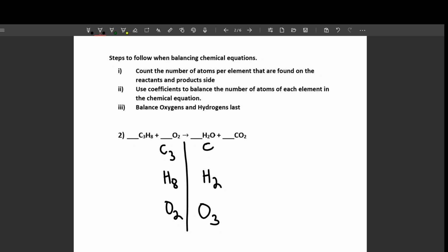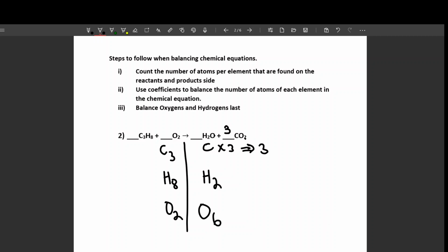Okay, so let's balance this. So first step is use coefficients to balance the number of atoms. How do we do that? We can multiply this carbon here by 3 such that we have 3 in total. So now we can add our 3 up here. Okay, but also note that although I've balanced my carbons now, I've actually changed the number of oxygens I have. So instead of having 3 oxygens on the product side, I now have 7, right? Because 3 times 2 is 6.